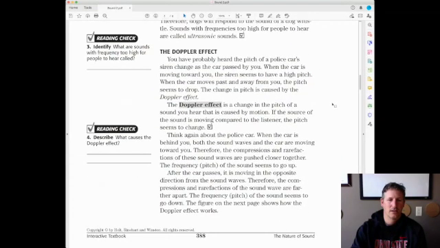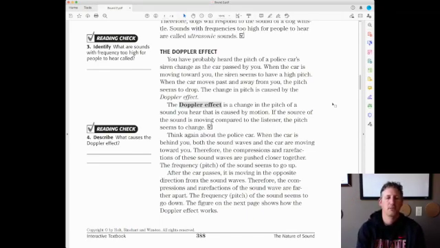Another thing we talk about is the Doppler effect. You've probably heard the pitch of a police car's siren change as the car passes you. When the car is moving toward you, the siren seems to have a high pitch. When the car is moving past you, the pitch seems to drop. This change in pitch is called the Doppler effect. The Doppler effect is the change in the pitch of a sound you hear that is caused by motion. If the source of the sound is moving compared to the listener, the pitch seems to change. Sometimes you can even hear that when you spin something, you can hear the woo, woo.